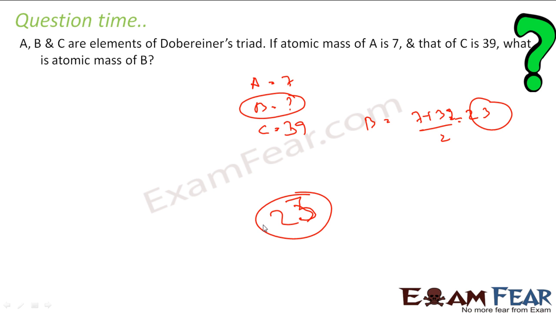Easy. So this guy told, you have these 3 elements with similar property, and you create a triad out of that. So you take the mean of the atomic mass of the first and the atomic mass of the last, and you get the atomic mass of the middle one.